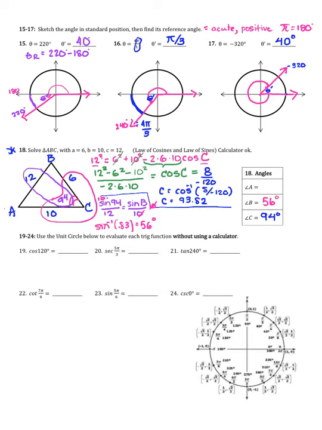And that third angle, you never have to do any trig. You can just subtract from 180. 180 minus 56 minus 94 is going to give us A. So 180 minus 56 minus 94. Ooh, 30 degrees. There we go.